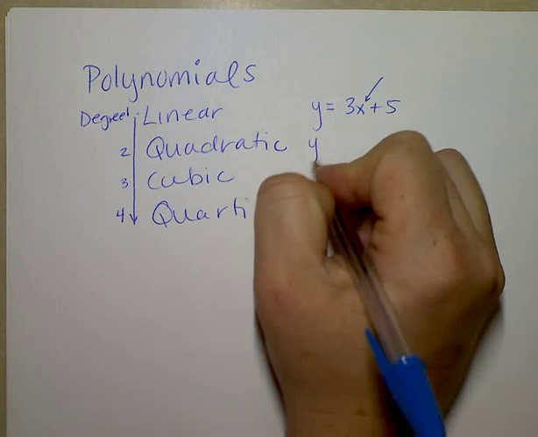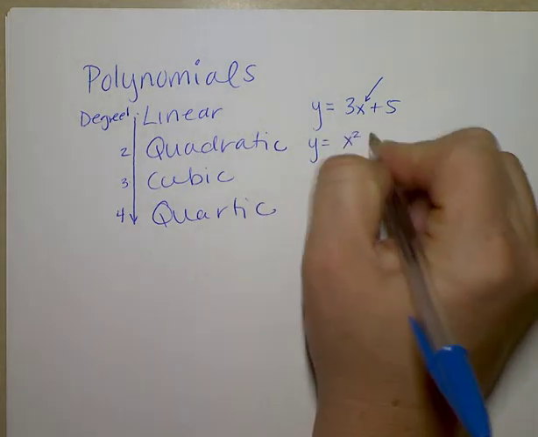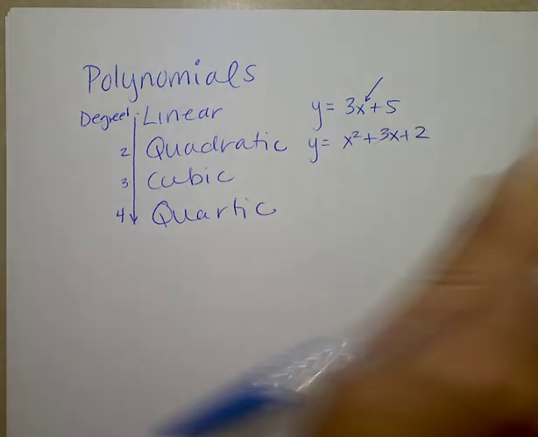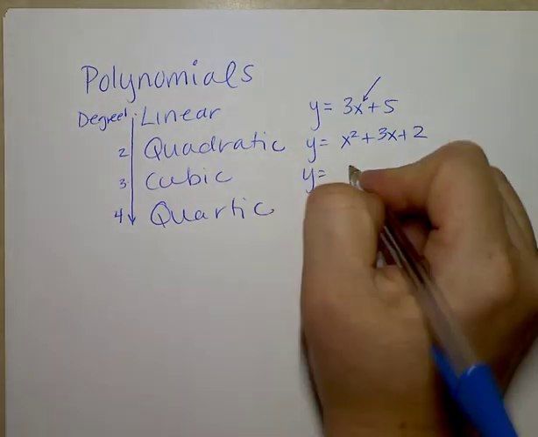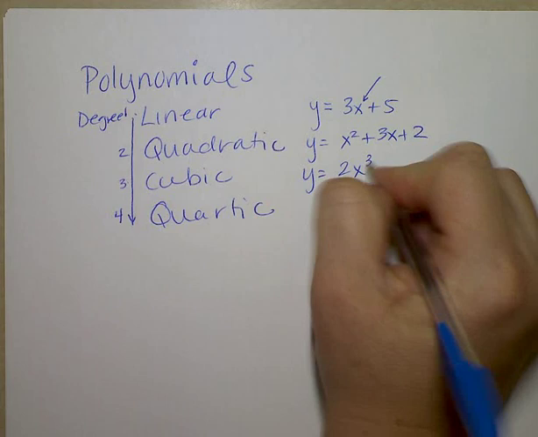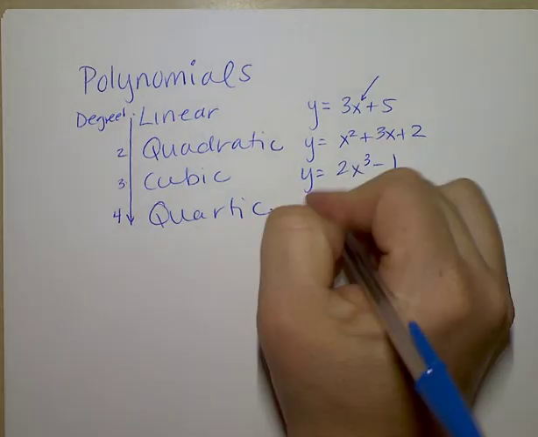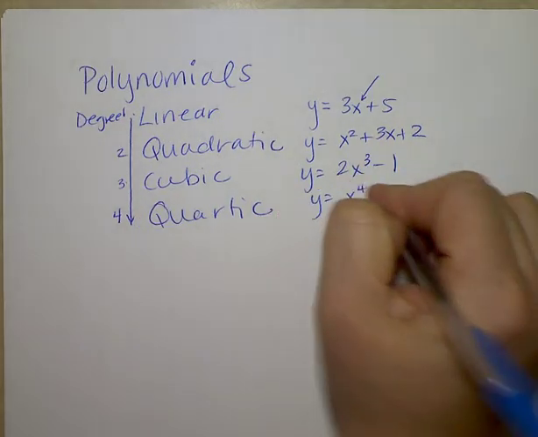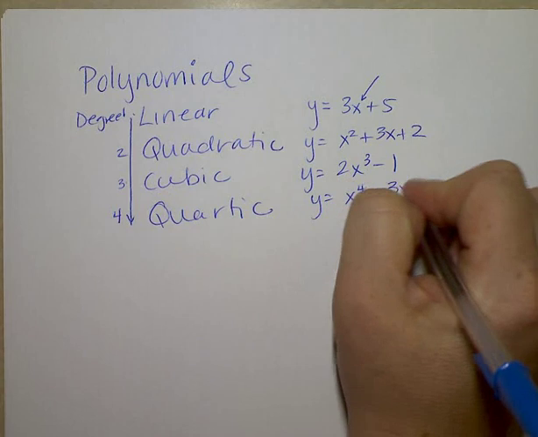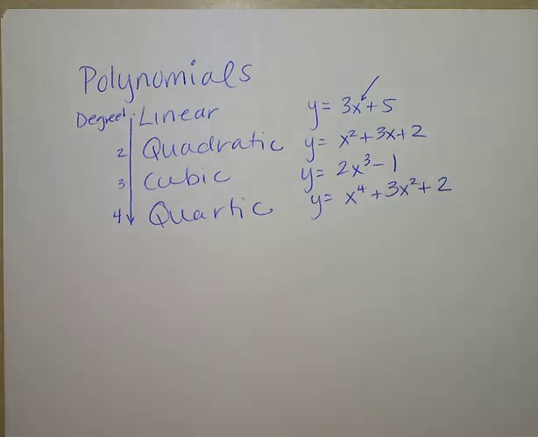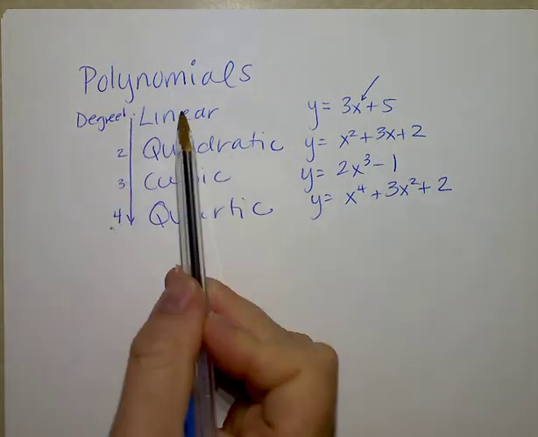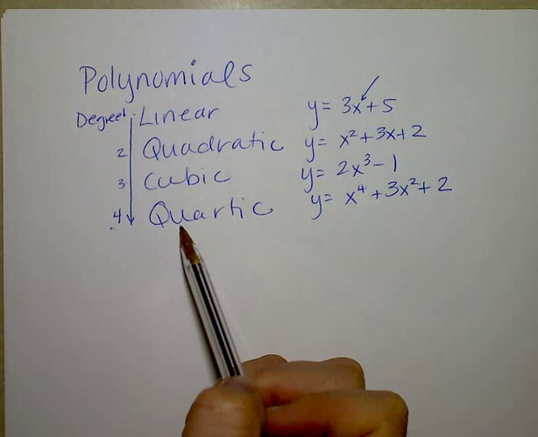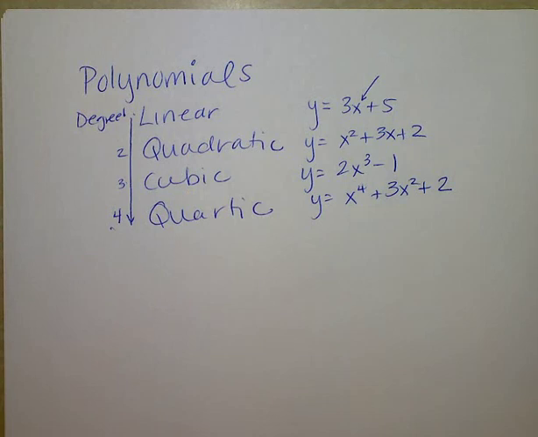Quadratic. Here's just a random example of quadratic. The highest exponent is 2, so it's quadratic. Again, this is just a random example. Cubic. And last one. Quartic. So again, saying degree 1, 2, 3, and 4 is interchangeable with the words linear, quadratic, cubic, and quartic. That's the first part of today.